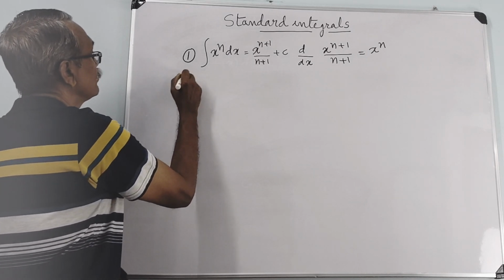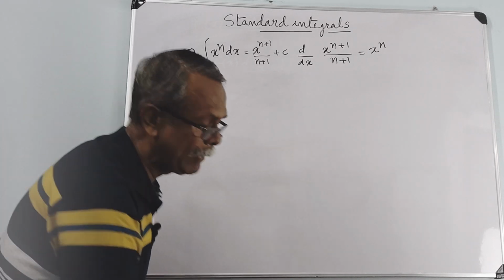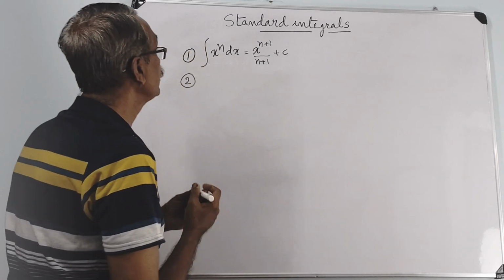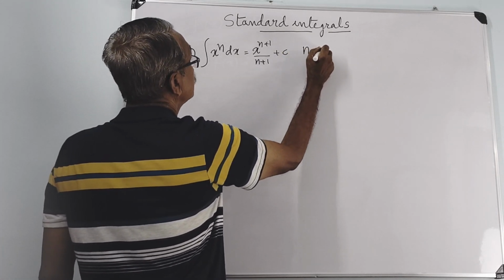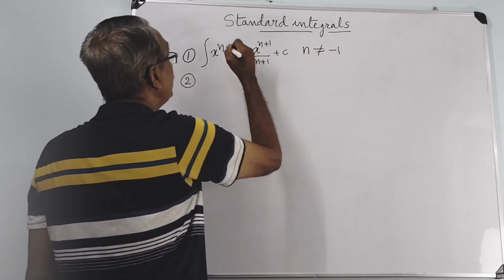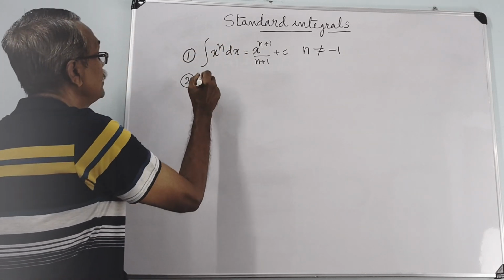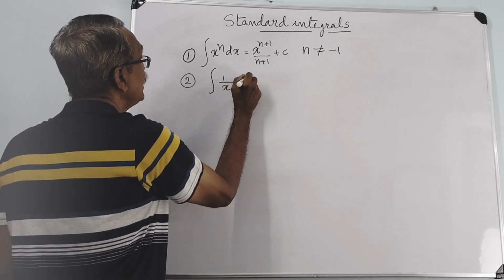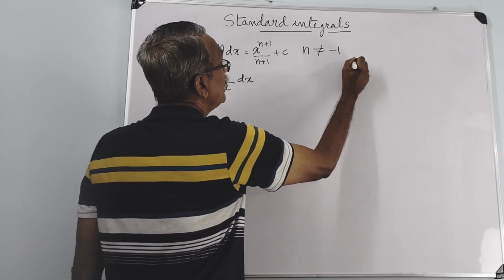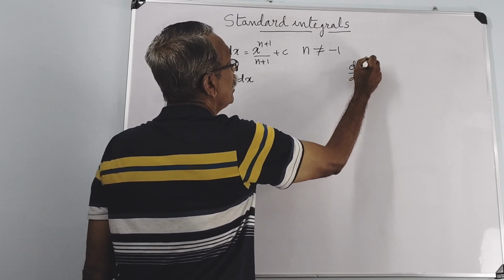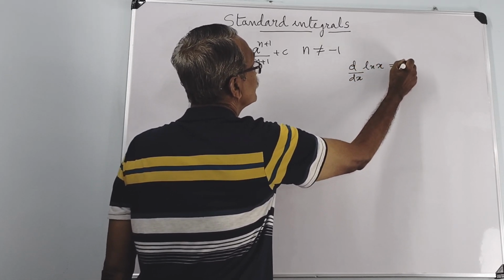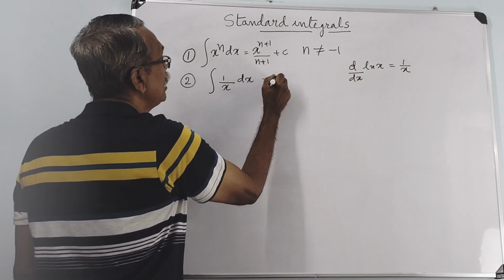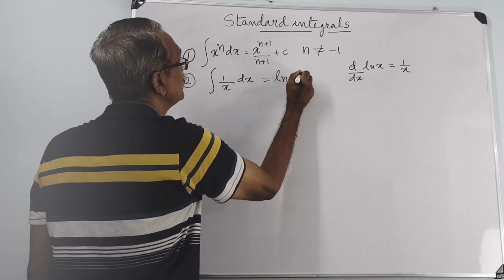Second one. Here we have to make a condition. If n is equal to minus 1, this will become 1 by x. And we have to write it as integral 1 by x dx. We know that d by dx of log x is 1 by x. Therefore, integral of 1 by x dx will be log x, natural log of x plus c.